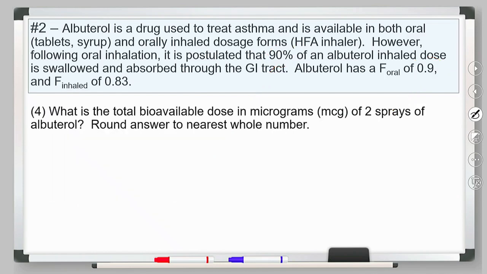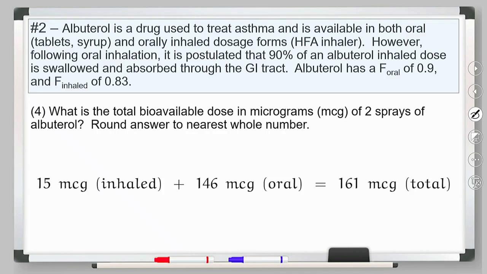All right. So then in the end, if we administer 180 micrograms in 2 puffs, what's the total dose of albuterol that eventually gets into the blood? The 15 micrograms from the inhaled plus the 146 micrograms means we only actually get 161 micrograms of the inhaled 180 microgram dose. 161 is the amount that will actually be able to produce a therapeutic effect in me, which means it got into the blood. All right.